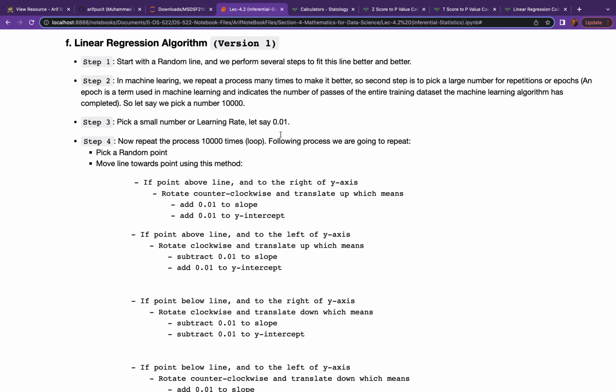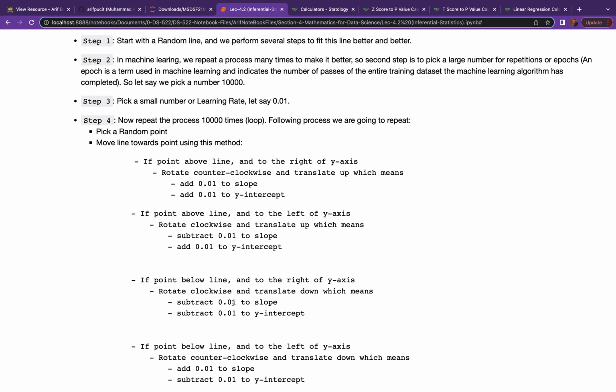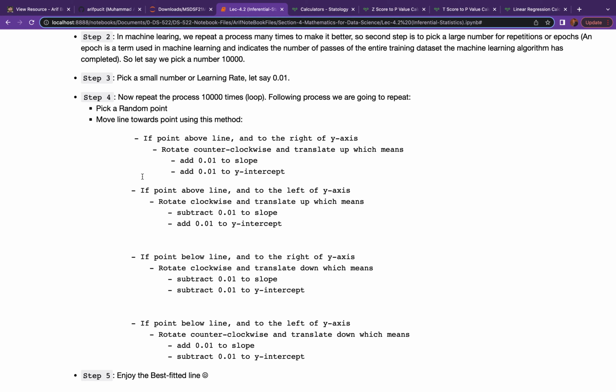Note the learning rate is 0.01. We are repeating this step 4 at least, let's suppose, 10,000 times. And in each iteration, our algorithm selects a random point, checks the location of the point, whether it is above or below the line, and whether it is left or right of the y-axis. And accordingly, we increase or decrease the slope and the y-intercept of the line. And after step 4 is repeated 10,000 times, you will get the best fit line.